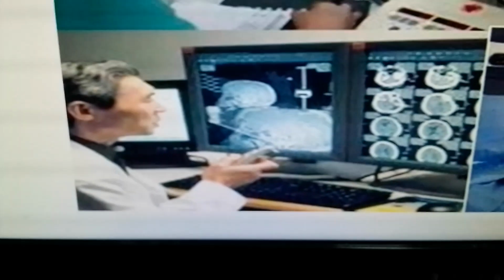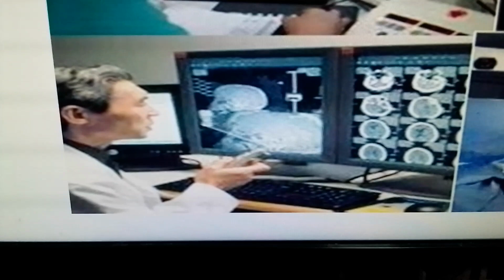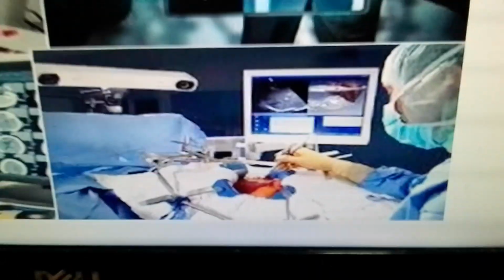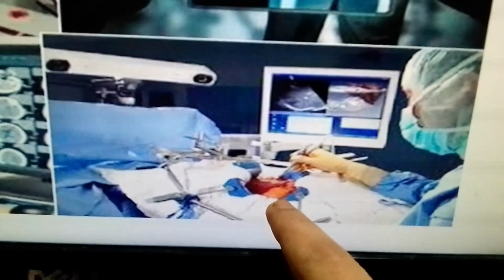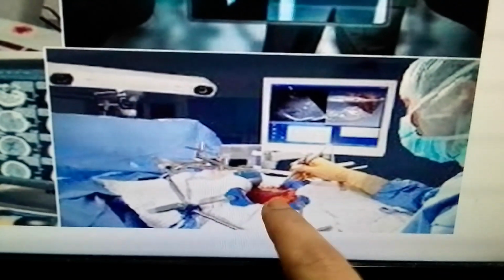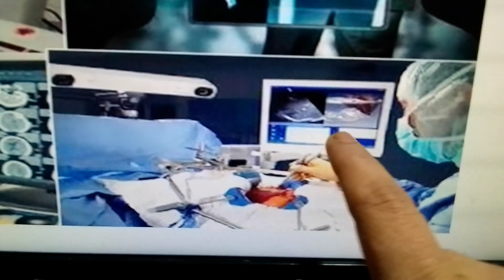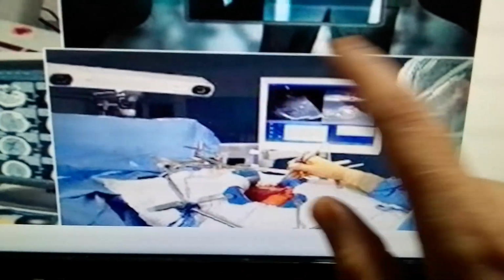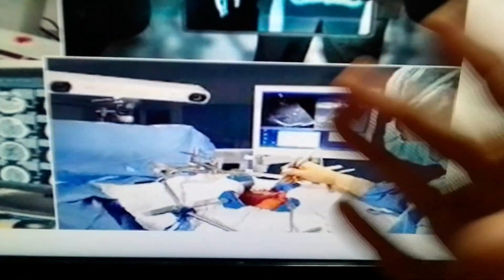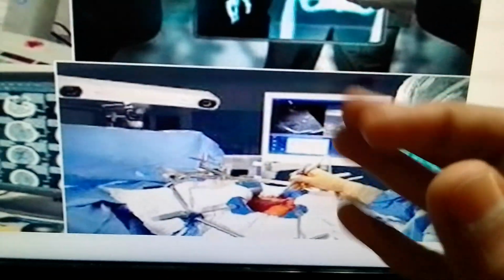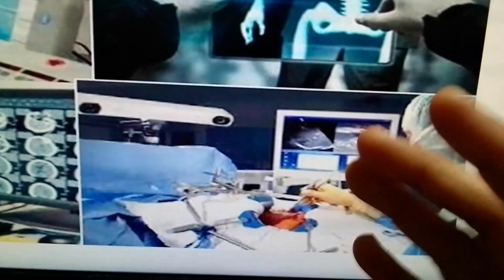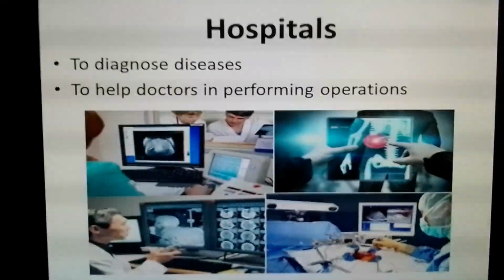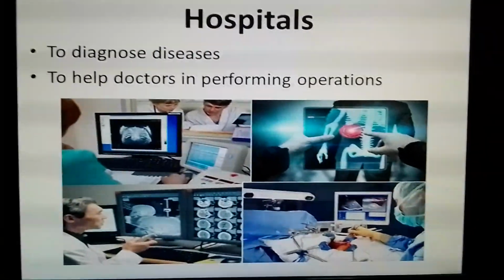Here the doctors are performing operations, and they have access to the internal organ, and they can see it on the computer. They can also see pulse rates and heartbeats. Such readings help them in performing operations. This way computers are used in hospitals also.